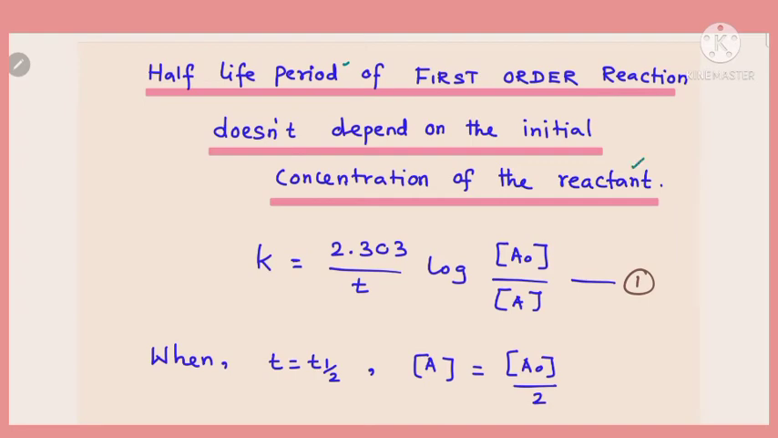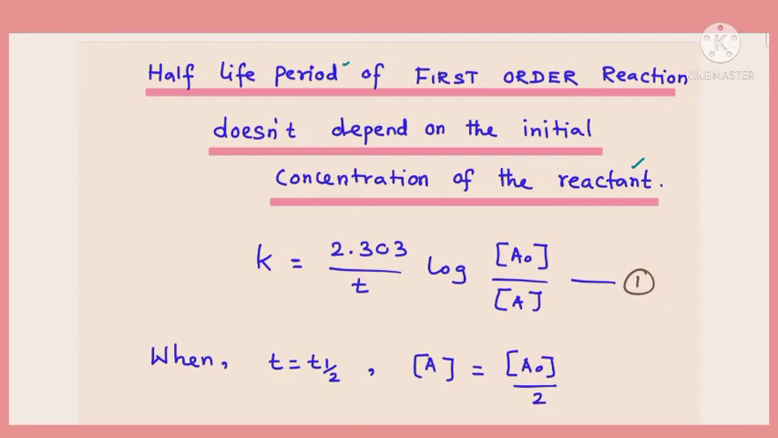The half-life period of a first order reaction never depends on the initial concentration of reactant. Whatever initial concentration of reactant you take, if it is a first order reaction, the half-life period will always be constant. It never changes with respect to the initial concentration. Before we go to that, we should know what is meant by half-life period, isn't it?